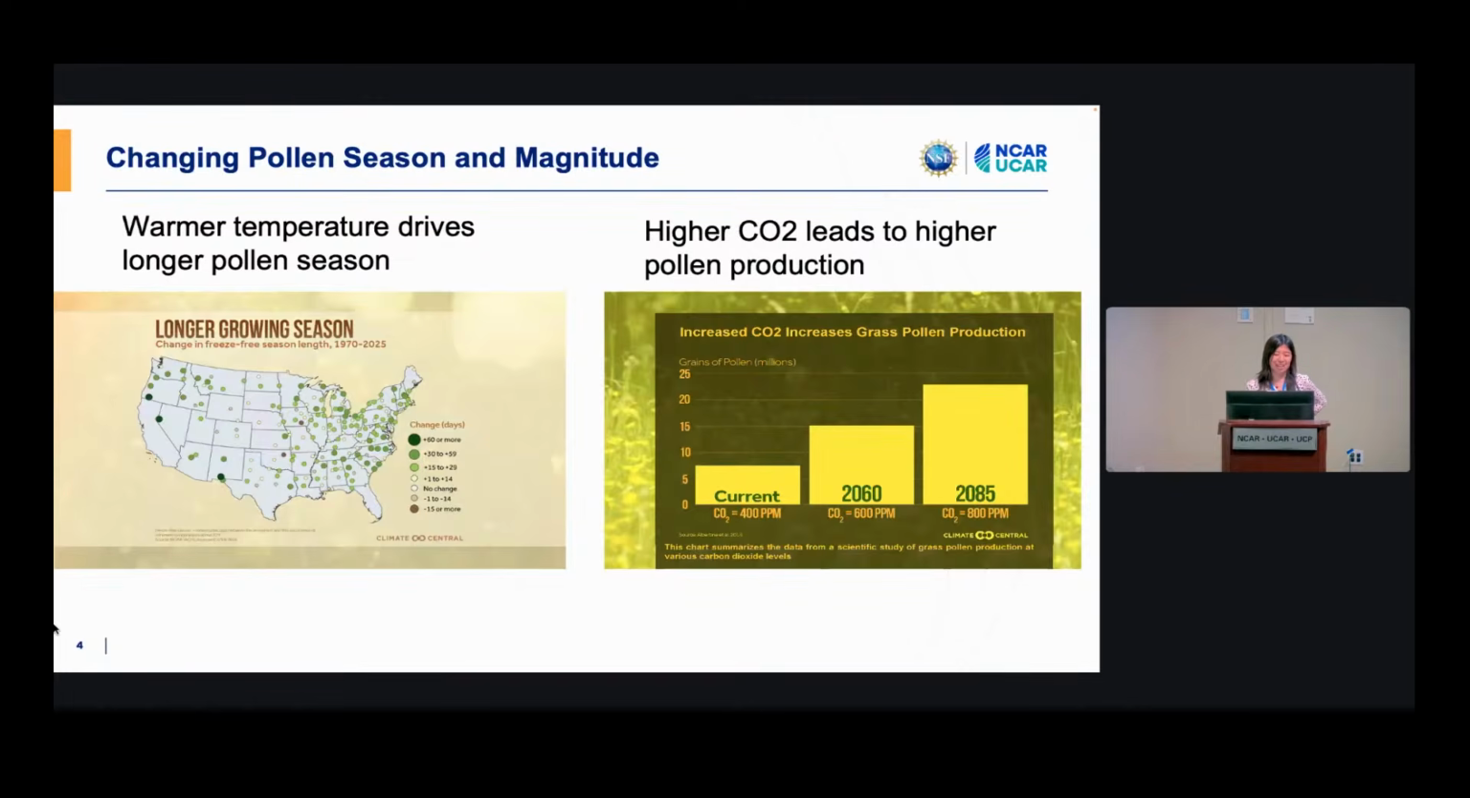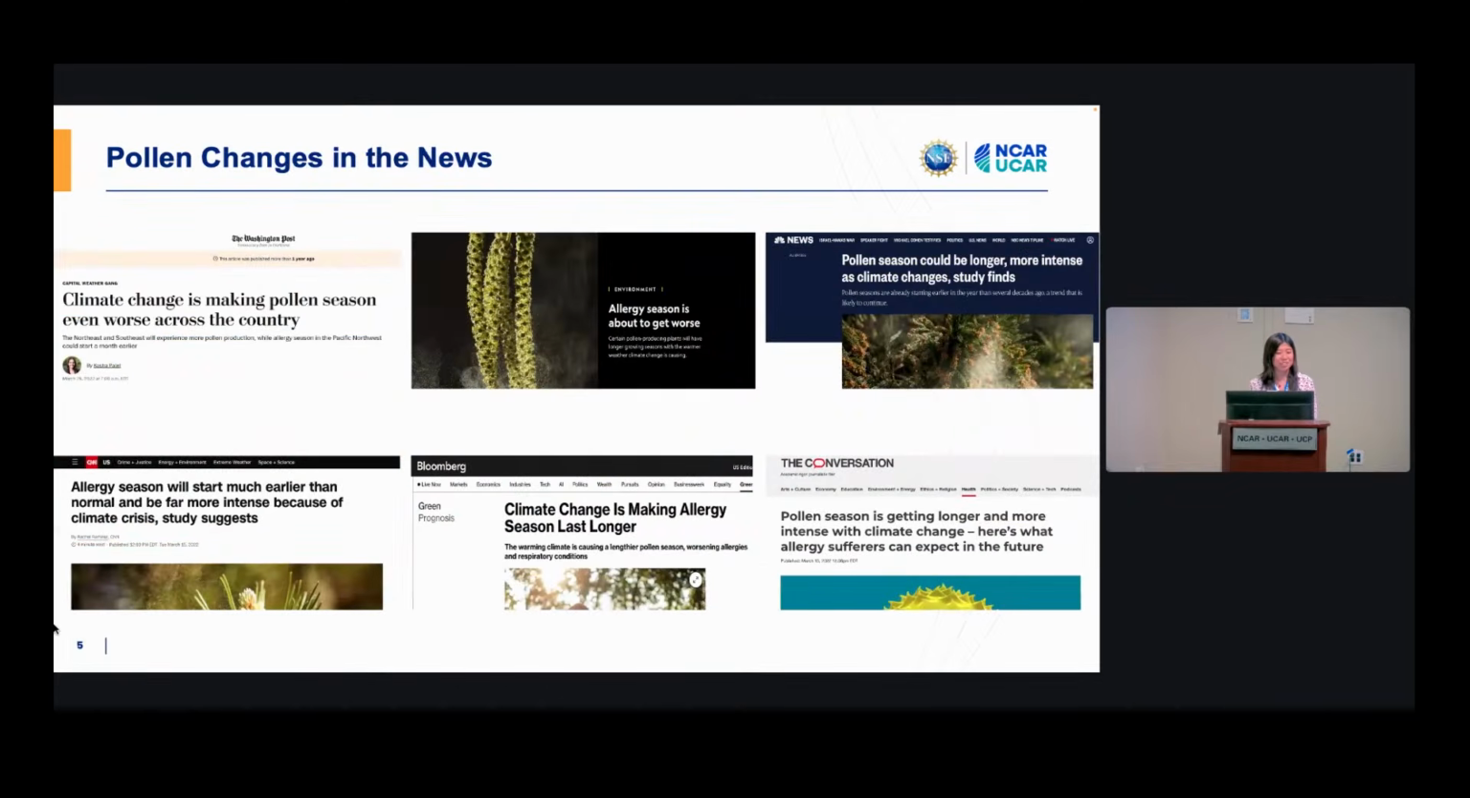Another part of pollen that has been drawing a lot of public attention is the changing pollen season and magnitude. Over the United States, warmer temperature has been driving longer pollen season everywhere, and higher carbon dioxide can also impact plant photosynthesis, make plants grow bigger, and therefore impact pollen production. On the right, this is a chamber study. When they doubled the carbon dioxide concentration for the grass, they saw over 3 times higher pollen production. So all of this would worsen the future allergy season. This kind of change has been frequently in the news.